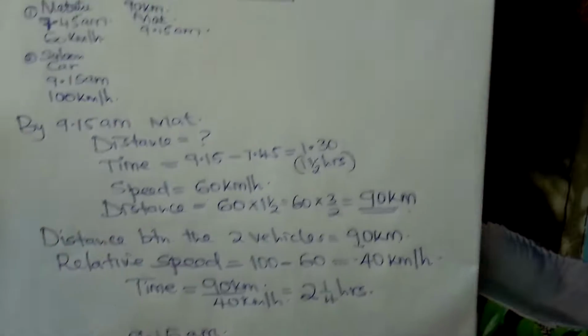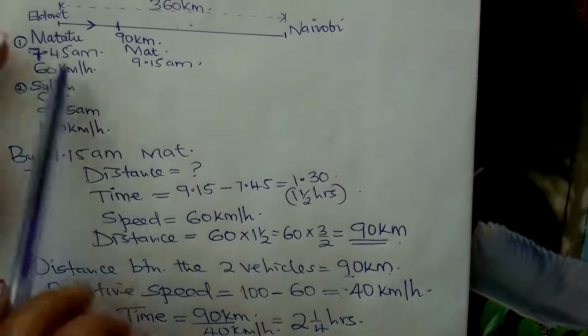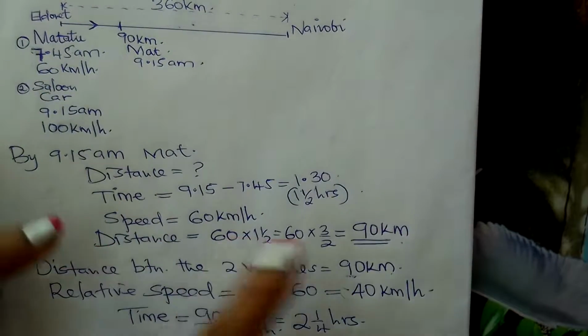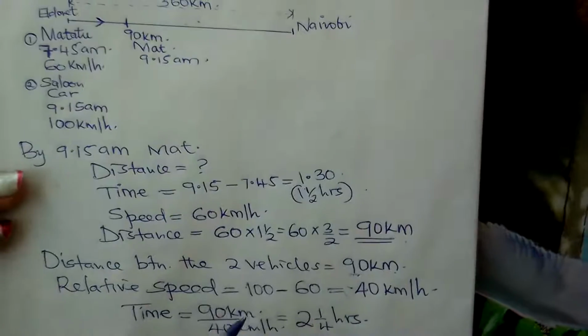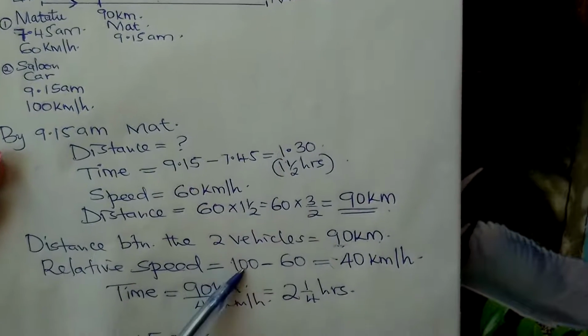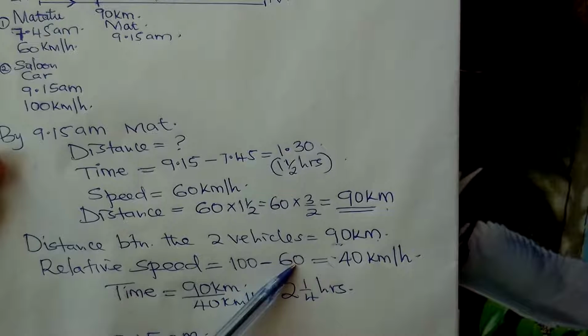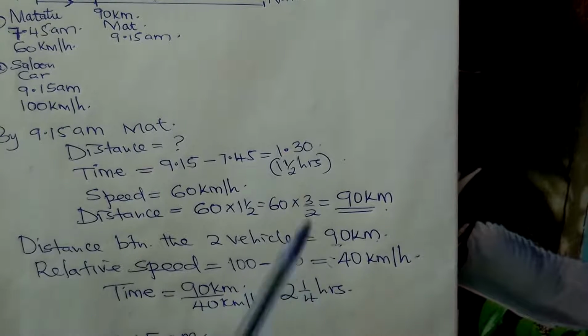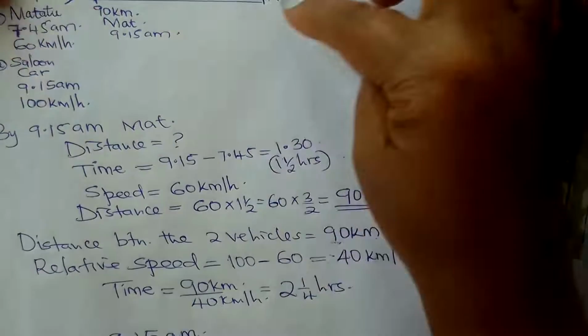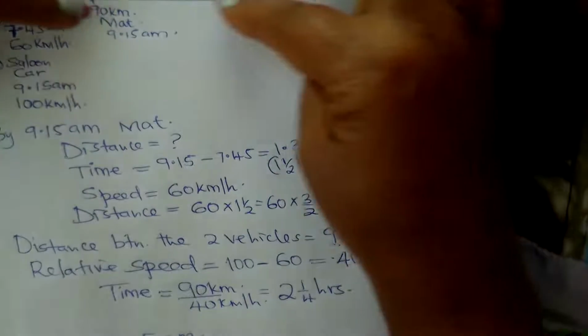Remember, learners, that if the two vehicles are moving in the same direction, to get the relative speed, you take the higher speed and subtract the lower speed. If they were moving in opposite directions, towards each other, you add.